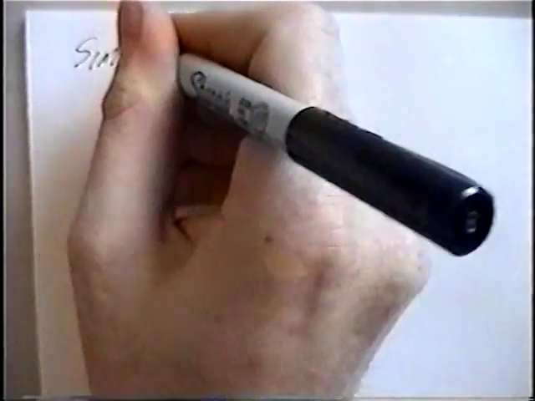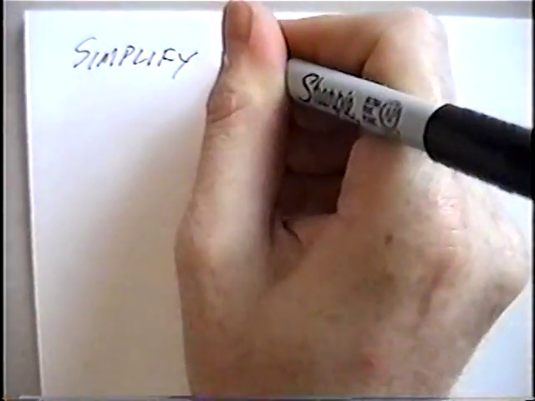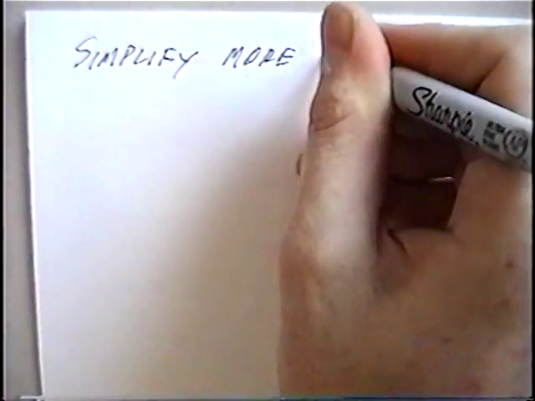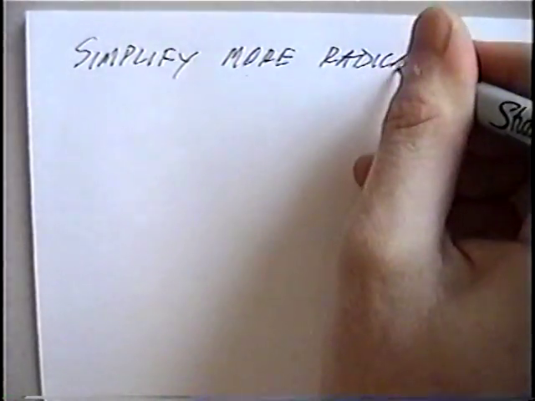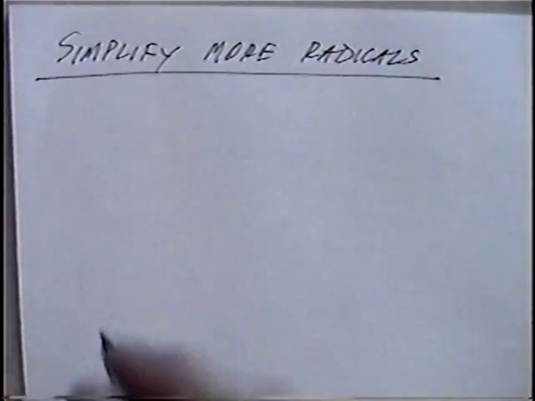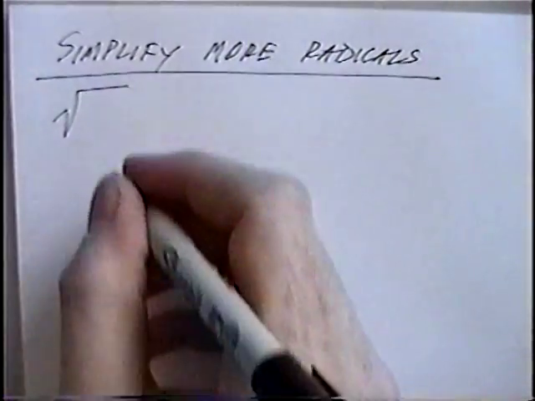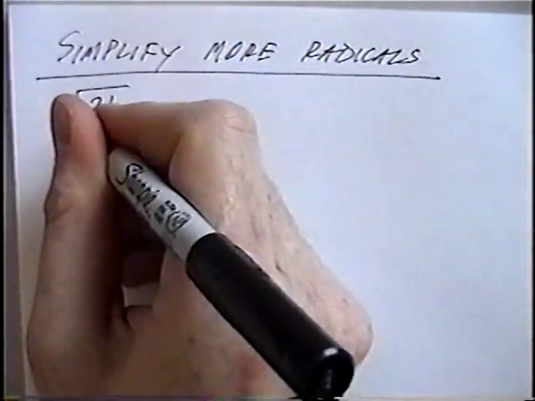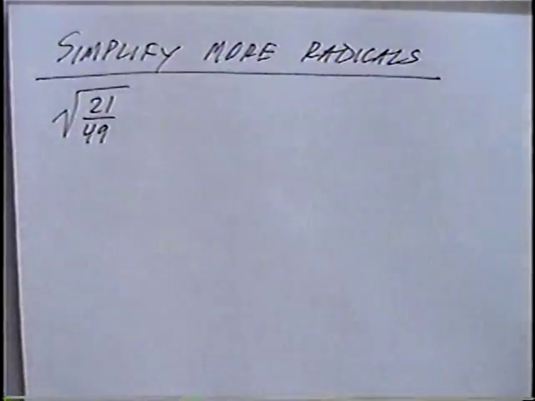First section of notes today is titled Simplify More Radicals. First problem is a radical sign with a fraction, 21 over 49.